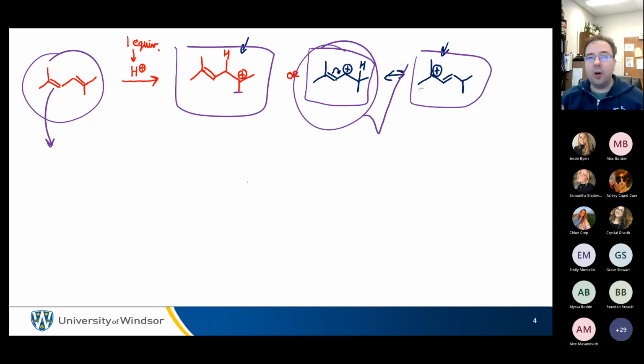Did it matter which double bond you attack? No, you get the same answer. You get the flip, Lauren, but it would be exactly the same thing. It wouldn't matter.